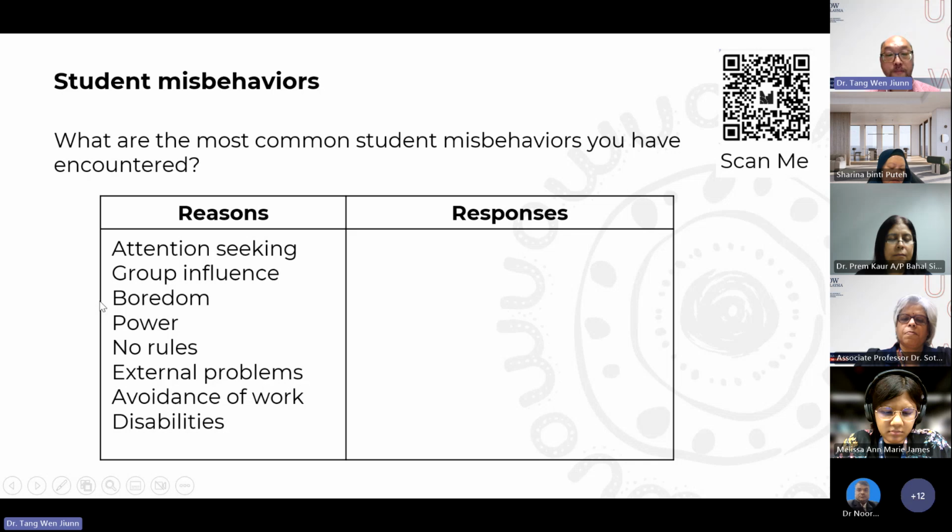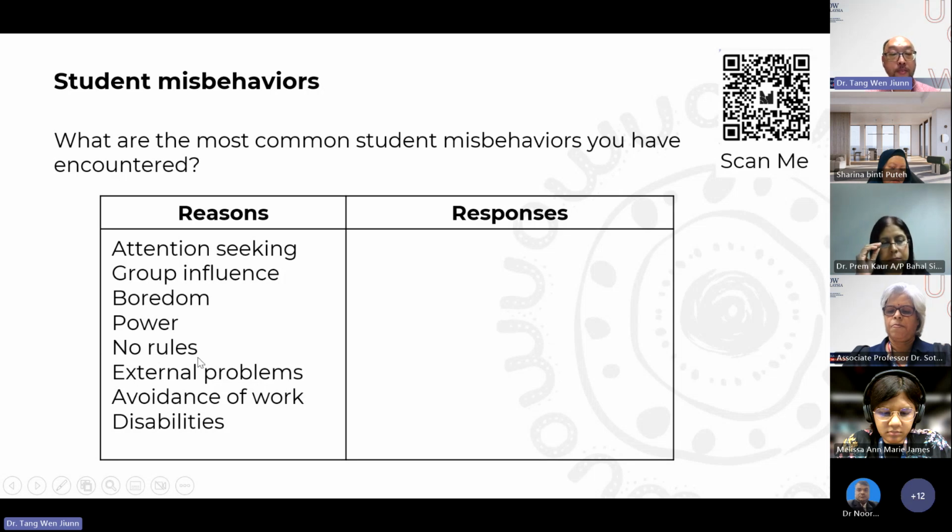Or because of boredom. Or to show power. Some like to show they are superior, they are more intelligent. That's where they start to make a lot of comments for every sentence that you present. Or you never lay out any rules, so they don't know it is inappropriate. So if you warn them, then maybe they would change.